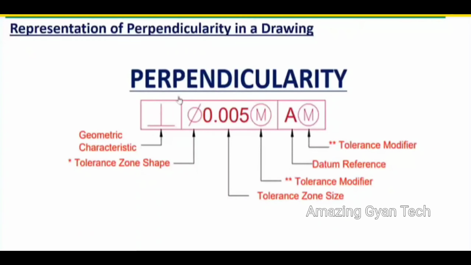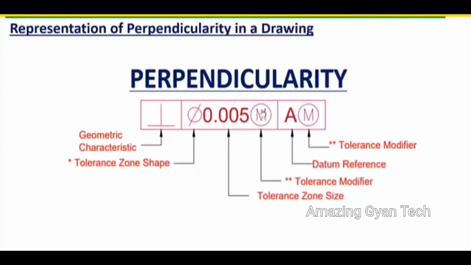The symbol for perpendicularity is this: one horizontal line at the bottom, above which a vertical line is placed. It has a tolerance zone shape as well as a tolerance zone size. The tolerance zone shape is not compulsory. If it is a cylindrical tolerance zone, you can apply the symbol; otherwise it will be blank. When it is blank, it says it is a wide tolerance zone, not a cylindrical tolerance zone.